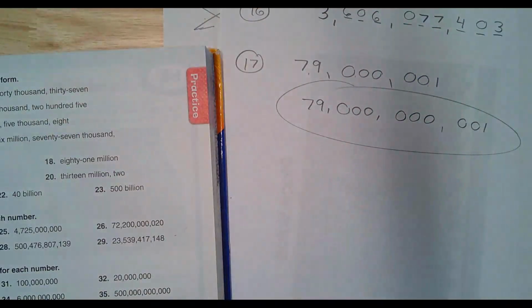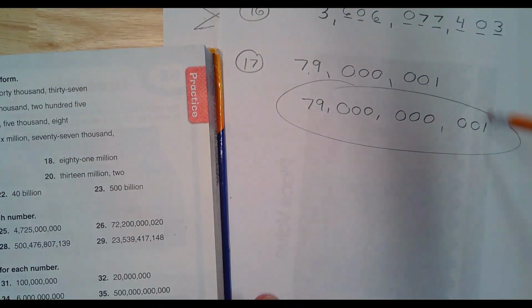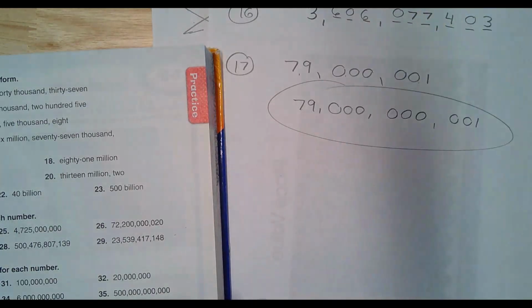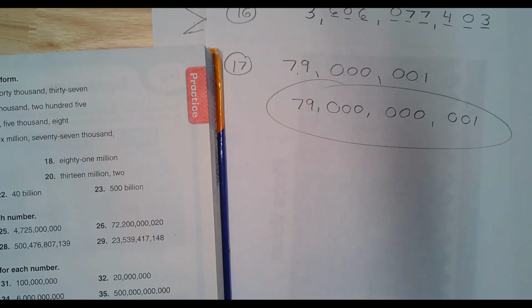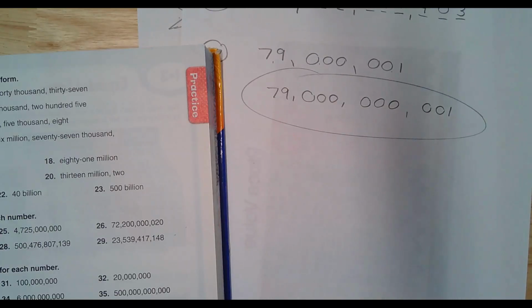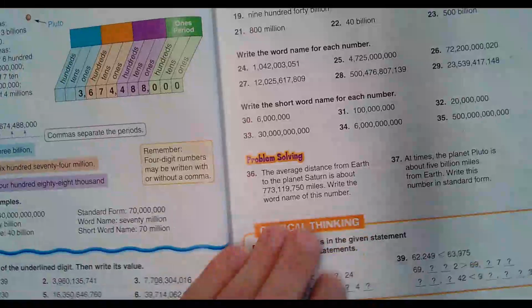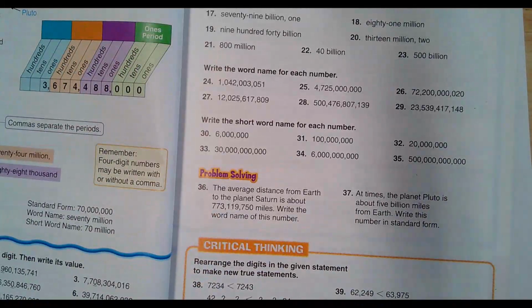There's 79 billion. Ones, thousands, millions, billions. Right? That's 79 million. Good enough for now? Awesome. Okay. All right. Now, probably the most unfun part of the whole lesson, if you can believe it.